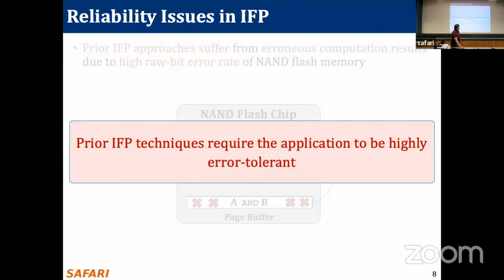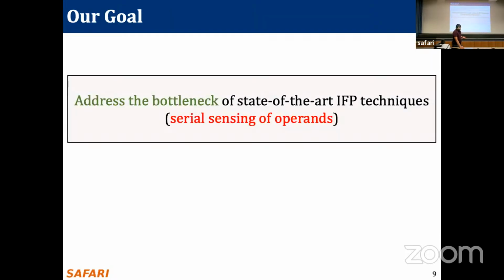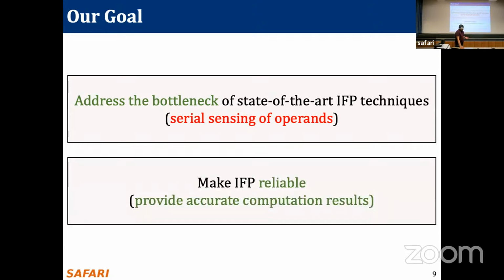So if prior IFP techniques can't correct the error bits, then it requires the applications to be highly error tolerant. The applications have to tolerate such errors, and then it can perform these bulk bitwise operations within the flash memory. So our goal is to address the bottleneck of state-of-the-art IFP techniques, which is to reduce the serial sensing of operands and also make the in-flash processing more reliable.